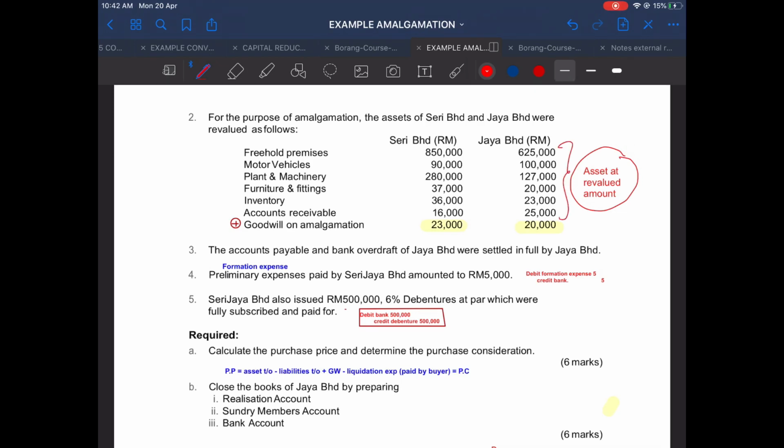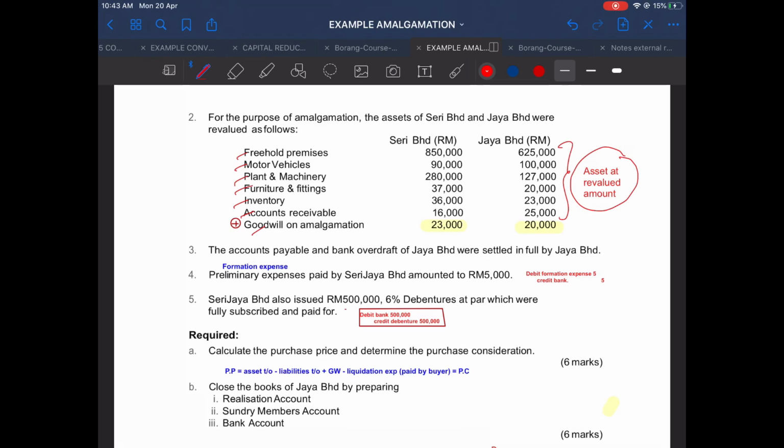For the purpose of amalgamation, the assets will be revalued, but some assets might not be revalued. Assets which are not revalued will be taken at book value, which is the value in the balance sheet. Upon valuation, some assets will be revalued upwards and some downwards. So this is the assets for Sri Berhad, revalued by Sri Jaya: freehold premises, motor vehicle, plant, furniture, inventory, account receivable, and goodwill on amalgamation is also given.